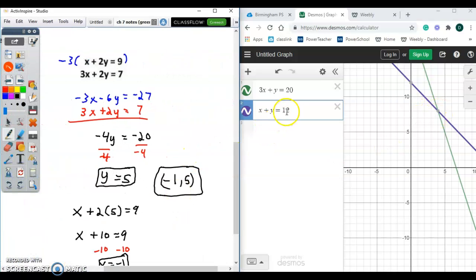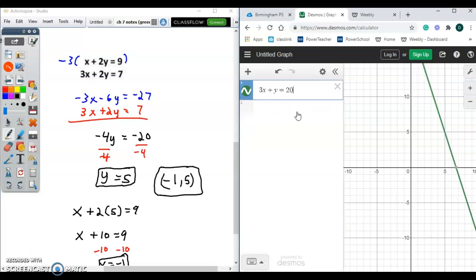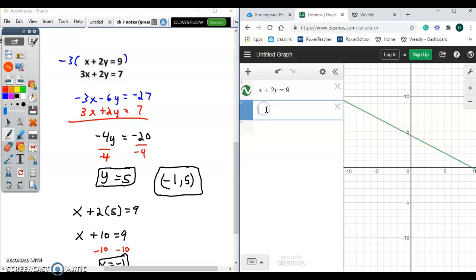Sometimes I record these and I realize I made a mistake, but I don't realize it until I check my answer. Then I have to re-record them, but sometimes I leave it up there just so you guys see that I can make mistakes too. All right, so over here, x plus 2y equals 9. So there's that line. Then we have 3x plus 2y equals 7. And where do they intersect? Negative 1, 5. Good. We did it right.